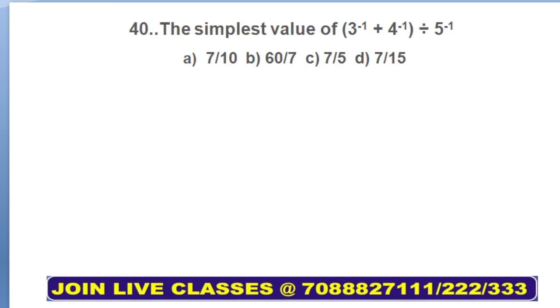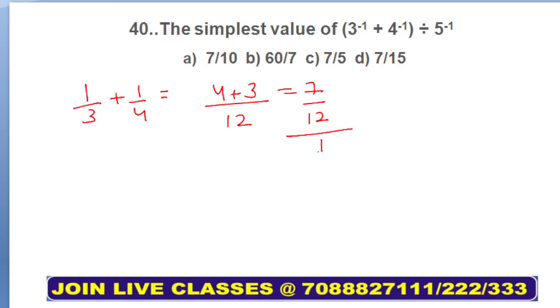Moving on to next. The simplest value of 3 to the power minus 1 plus 4 to the power minus 1 divided by 5 to the power minus 1. Okay. मतलब 1 upon 3. 4 to the power minus 1 मतलब 1 upon 4. पहले इसको solve करते हैं. 12, 3 4s are 4, 3s are. This is 7 upon 12. You have to divide this 7 upon 12 by 5 to the power minus 1 ko I can write 1 upon 5. Likh sakti hun. Indices ka rule. This will become 7 upon 12 into 5 upon 1. 35 upon 12. Something is wrong.